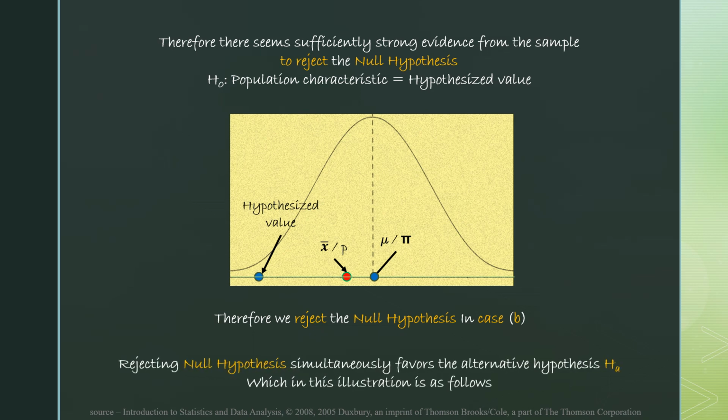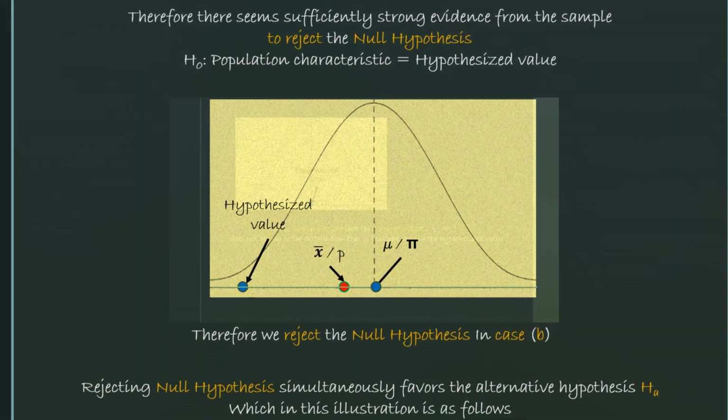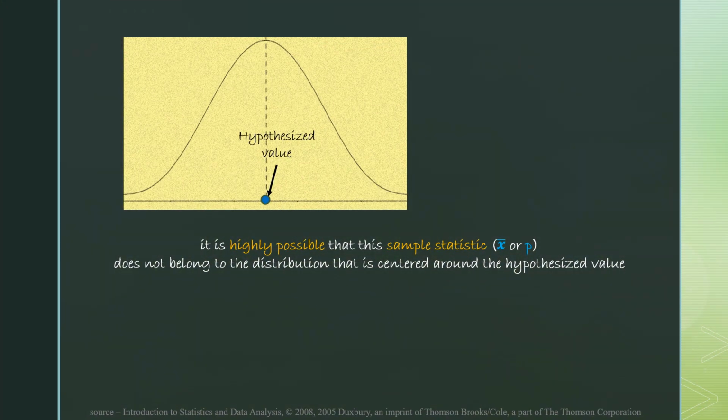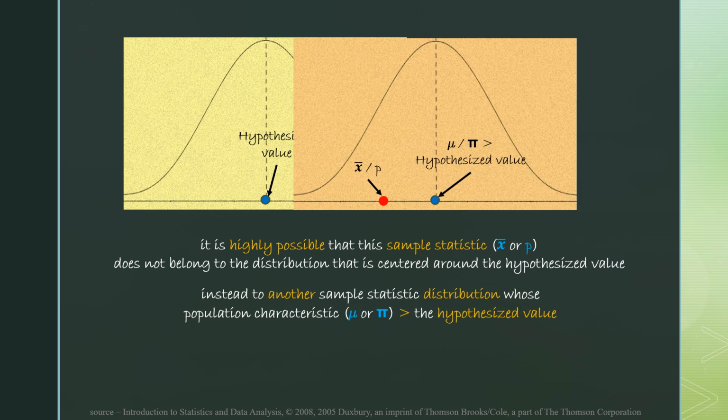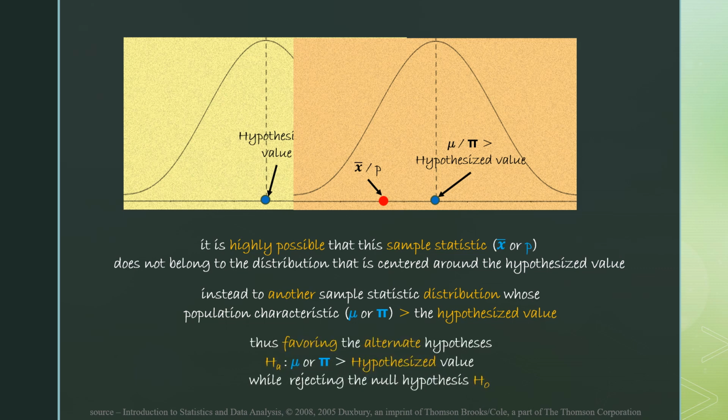Rejecting the null hypothesis simultaneously favors the alternative hypothesis HA, which in this illustration is as follows. It is highly possible that this sample statistic x bar or p does not belong to the distribution that is centered around the hypothesized value, but instead to another sample statistic distribution whose population characteristic mu or pi is greater than the hypothesized value, thus favoring the alternate hypothesis HA, which claims mu or pi is greater than the hypothesized value, while rejecting the null hypothesis H0.